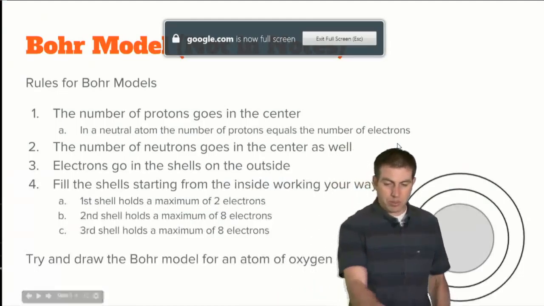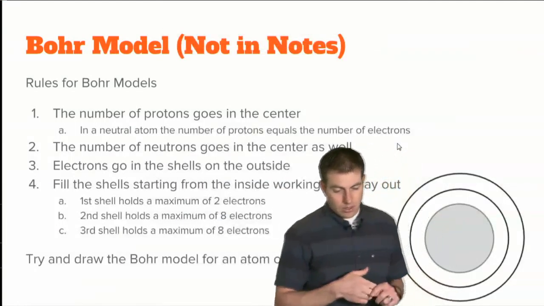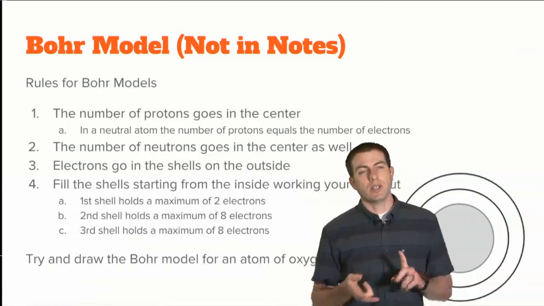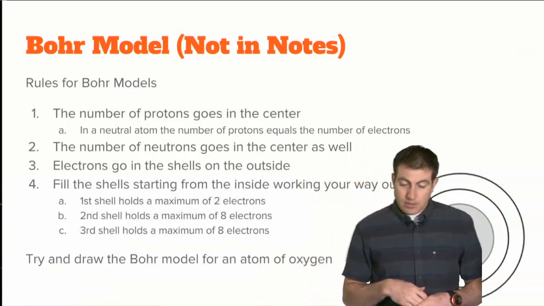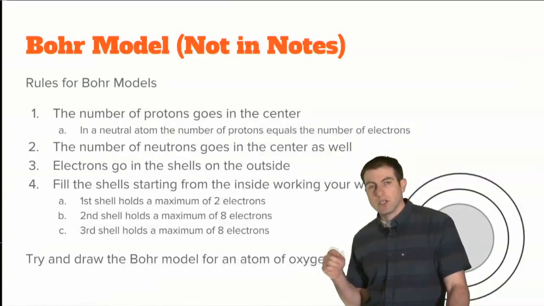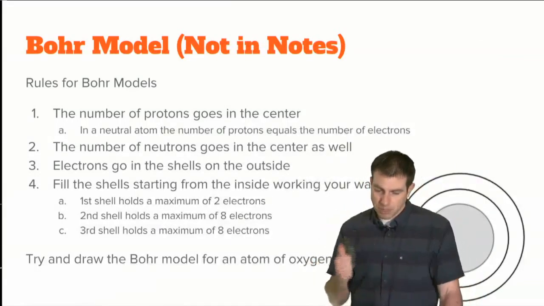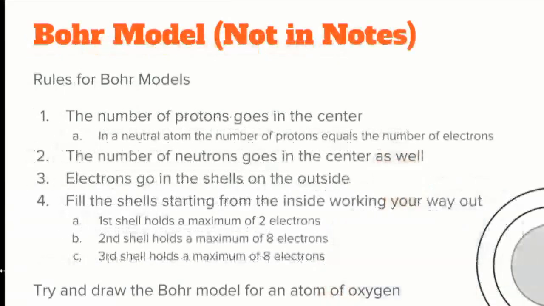All right, so the number of protons goes in the center. We did that. The neutral atom, the number of protons is going to be the same as the number of electrons. So we did both those things. The neutrons go in the center as well. So in that gray circle, we have protons and we have neutrons. Perfect. Electrons go into the outer shells as dots. And we start the shells filled from the inside out. So 2 in the first shell, 8 in the second shell, 8 in the third shell.